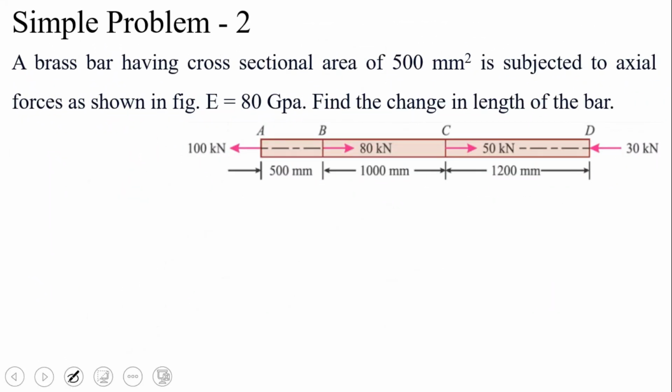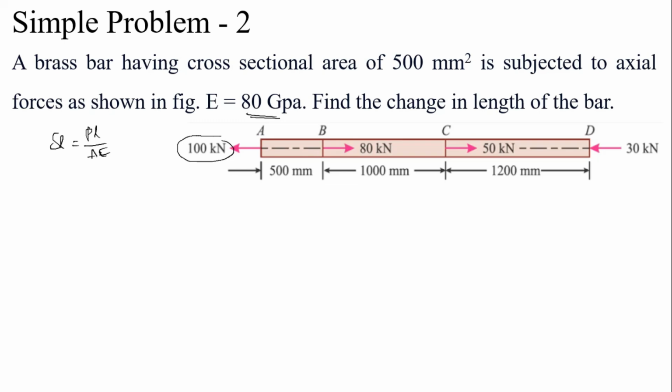Similarly, we have to take the second problem. It is the same problem, but the sections are different. A brass bar having cross sectional area of 500 mm squared is subjected to axial forces as shown in the figure. Young's modulus is equal to 80 gigapascal. They are asking for the change in length of the bar, del L, which is equal to PL by AE. How many sections are there? Here at point A 100 kilonewton is acting, at point B 80 tensile force, at point C 50 tensile force, and at point D 30 kilonewton compressive force.